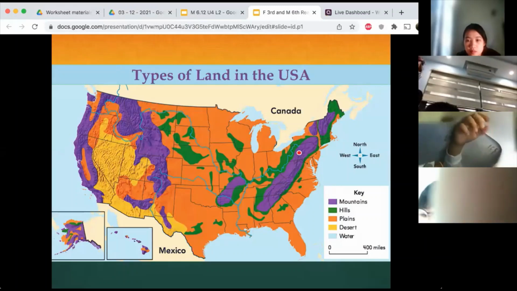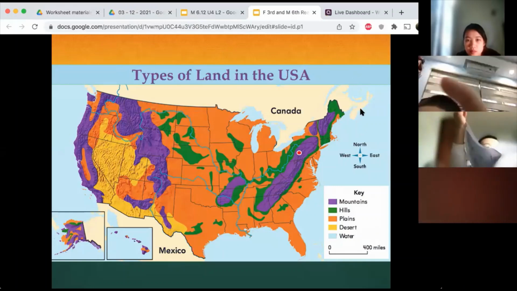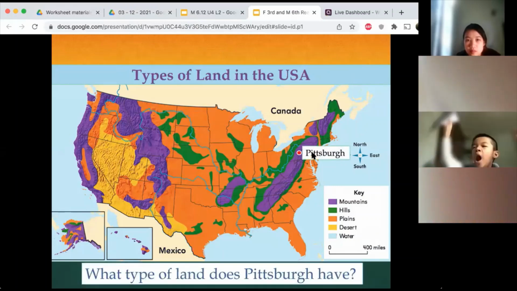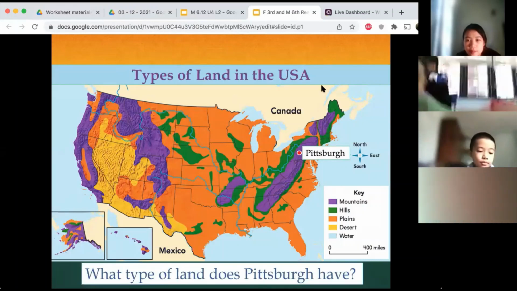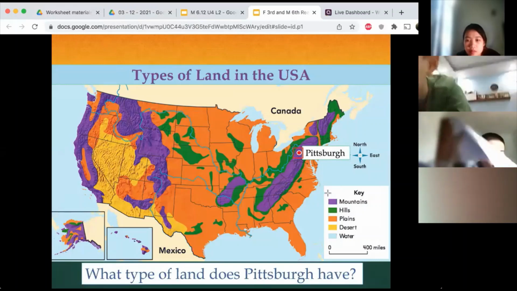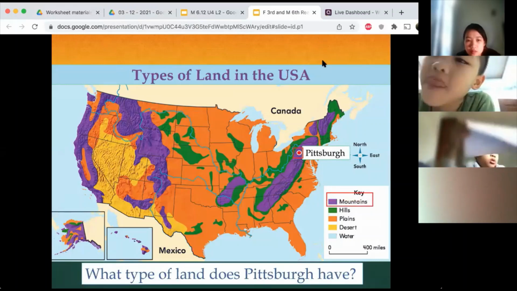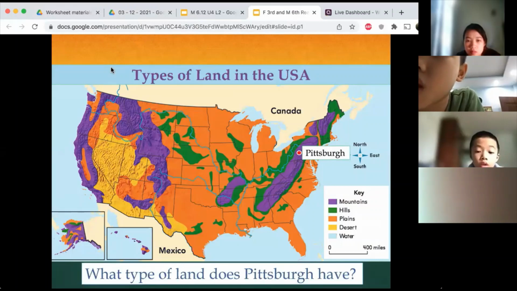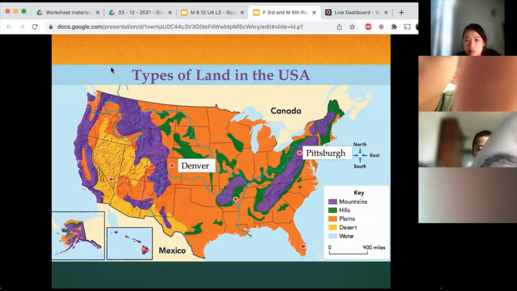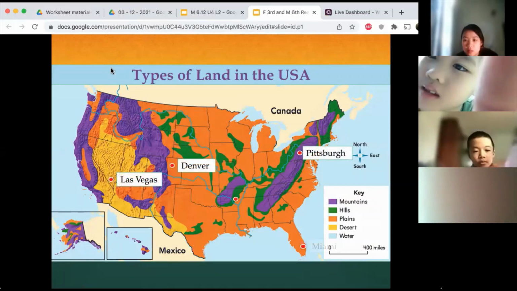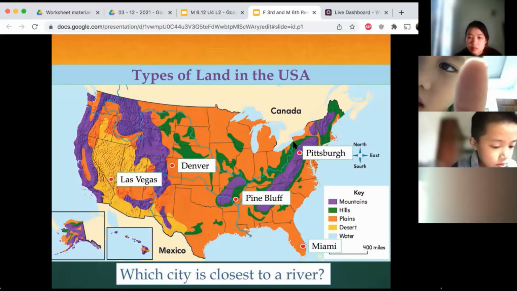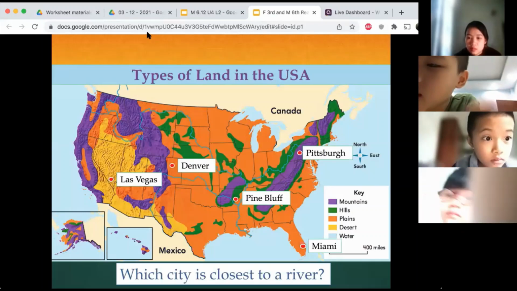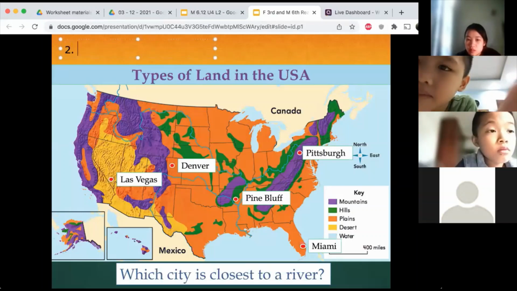Each dot is a city. Ready? We have Pittsburgh, Denver, Las Vegas, Miami, and Pine Bluff. Which city is closest to a river? So this is number 2 if you're writing in your notebook. Which city is closest to a river?